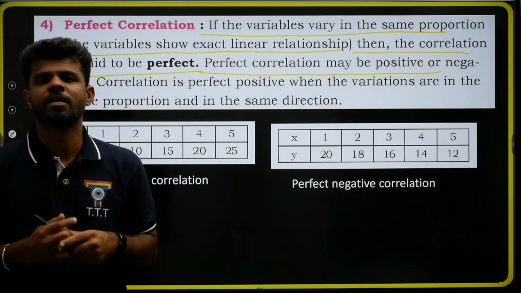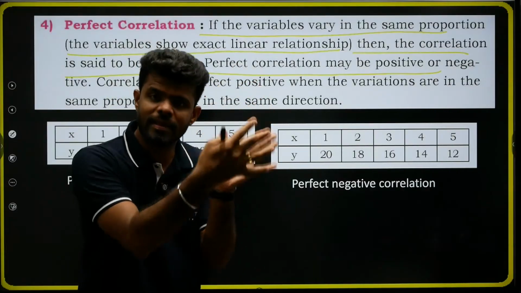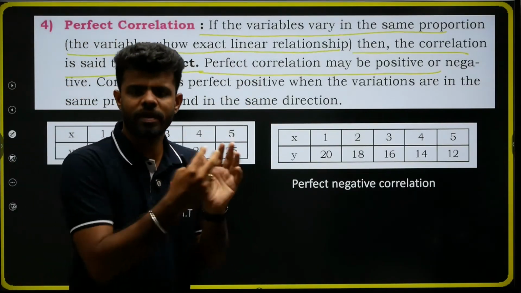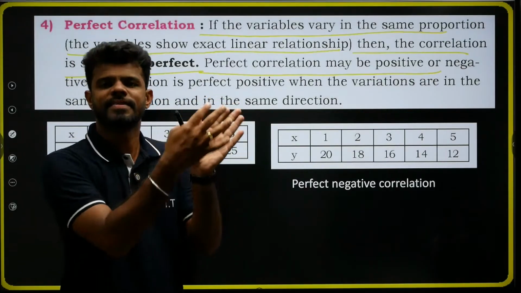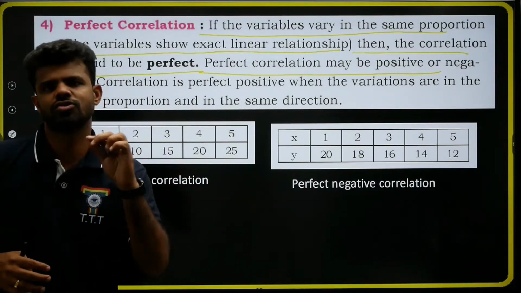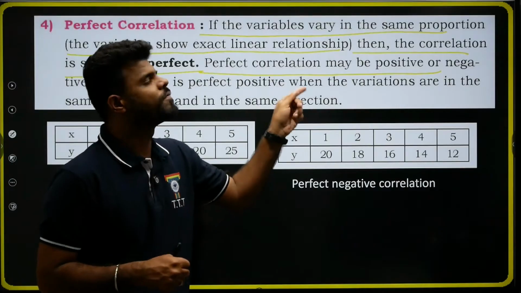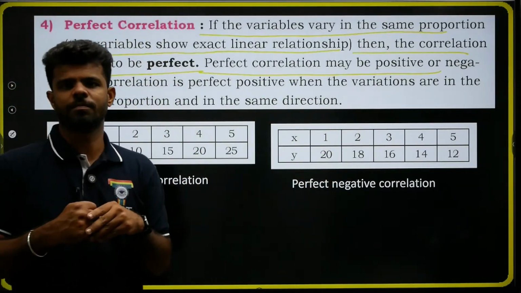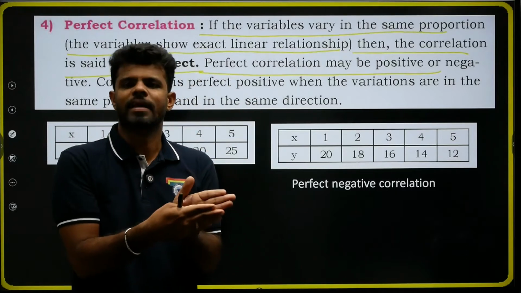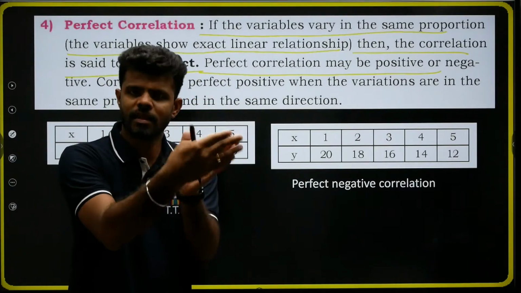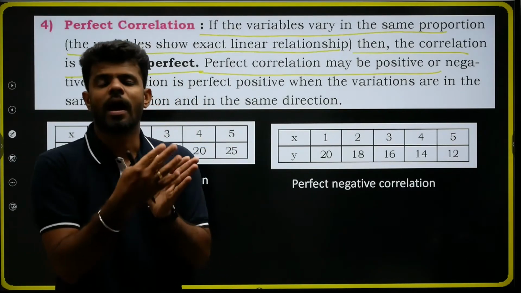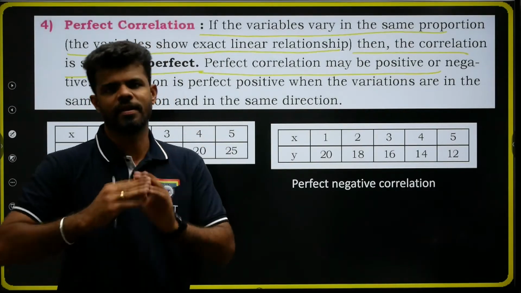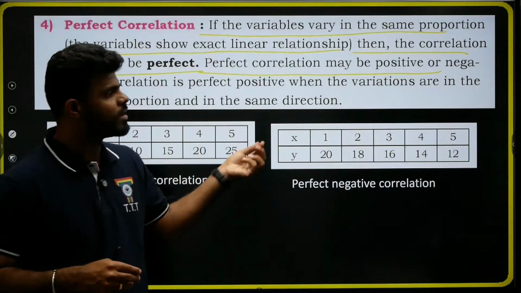When do we say perfect? If the two variables are increasing in the same proportion, or if the two variables are decreasing in the same proportion, then such two variables are said to have perfect positive correlation. What do you mean by perfect negative correlation? If one variable is in increasing order and another variable is in decreasing order, and the increase and decrease are in the same proportion, then it is called perfect negative correlation.